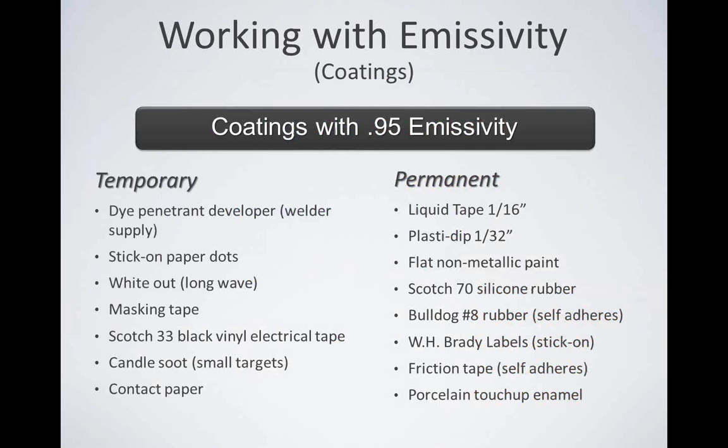Let's explore these correction methods in more detail. First of all, let's discuss coatings. There are primarily two categories of coatings, temporary and permanent. Listed here are various temporary and permanent coatings with high emissivities of 0.95. Remember, this means 95% of the radiation from these coatings will be emitted, while only 5% will be reflected.